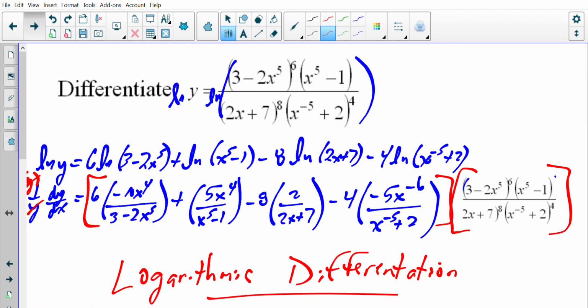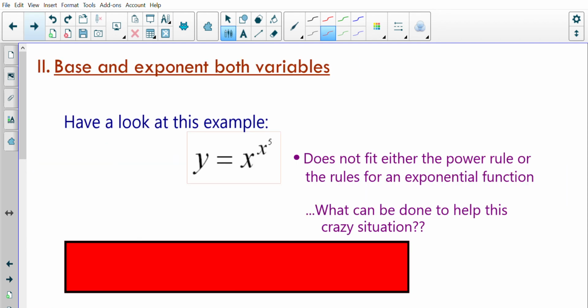Now, the other situation where you have to use this, I did allude to it in one of our earlier videos, is when you've got a base raised to an exponent where the base is not a number. So we have a rule for the derivative of b to the u, which is b to the u ln of b times du. But that is for b being a number. B's not a number here, so that rule doesn't work.